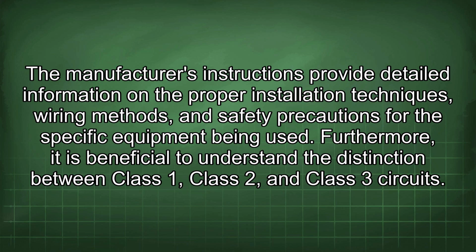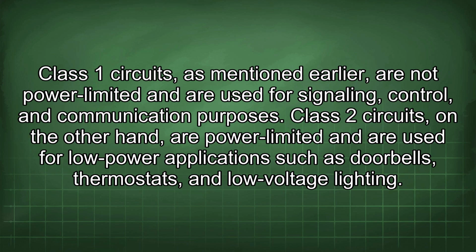Furthermore, it is beneficial to understand the distinction between Class 1, Class 2, and Class 3 circuits. Class 1 circuits, as mentioned earlier, are not power limited and are used for signaling, control, and communication purposes. Class 2 circuits, on the other hand, are power limited and are used for low power applications such as doorbells, thermostats, and low voltage lighting.